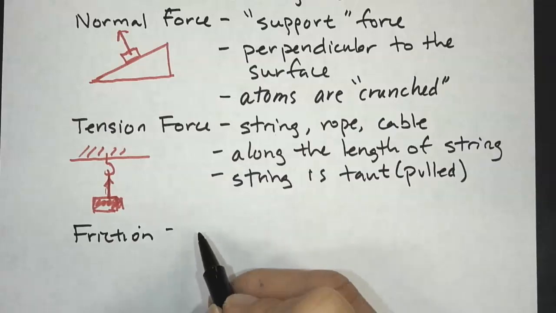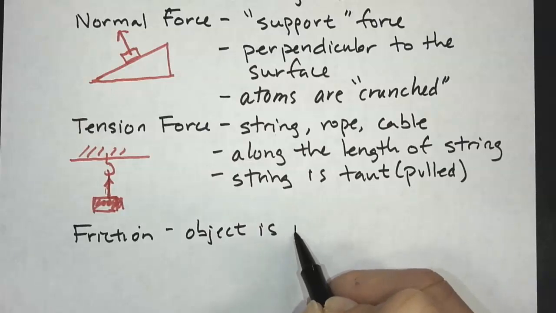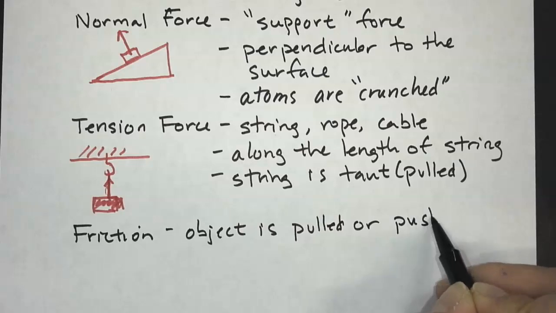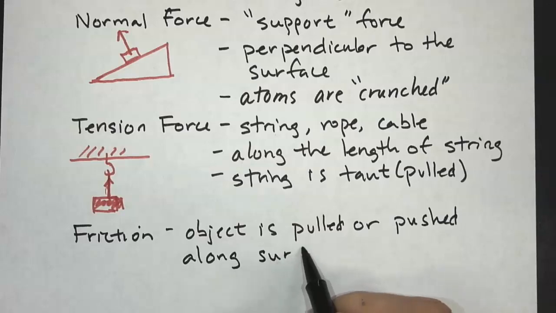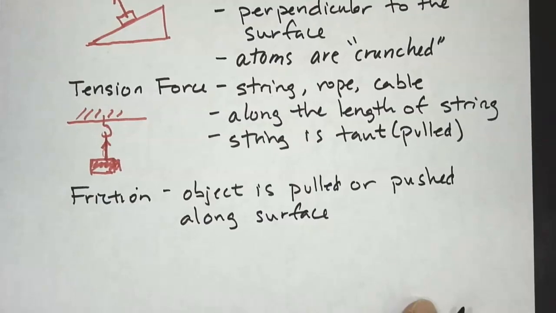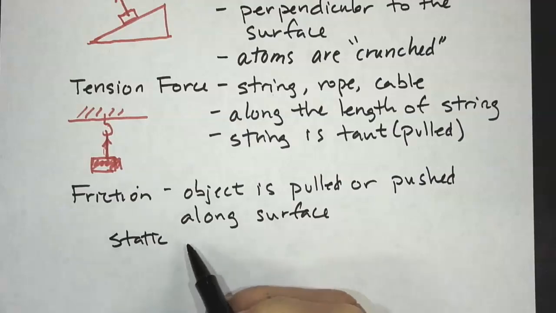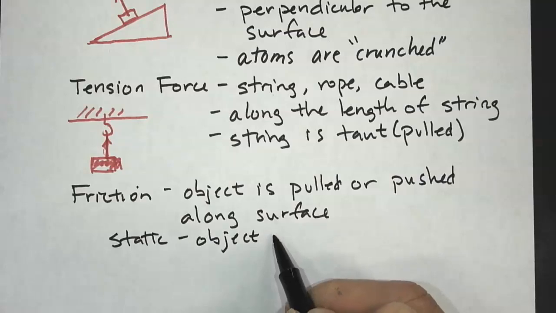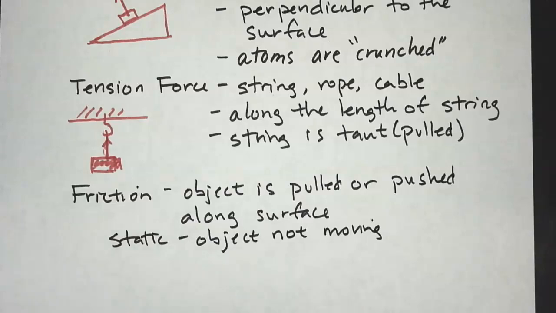So friction occurs when an object is pulled or pushed along a surface. Okay. And there are two types of friction. So the first type of friction is called static friction. Static friction. And this is when the object is not moving. Okay, so you might wonder, well, what would be an example of that?